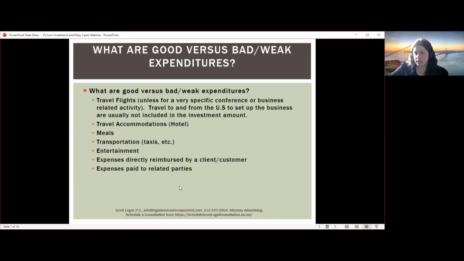So here are some weak expenditures. These are ones where it's really not good to include them, because any benefit you get from the higher investment amount isn't going to work out that way in the long run. The officer will look at these expenses and say, these look weak, and they think you're just padding the application. So: flights, travel accommodations, meals, taxis, entertainment, expenses that are directly reimbursed by your clients, and any expenses paid to related parties.